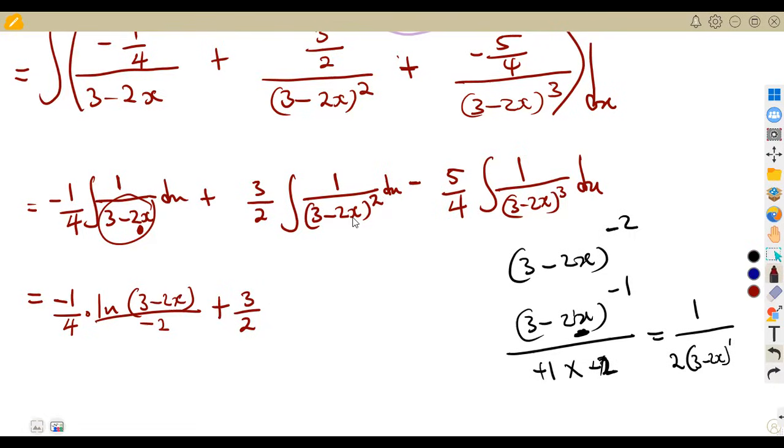So meaning to say here, on this integral of 3 over 2, the integral of this, we are going to get this answer here, which we said is going to be 1 over 2 into 3 minus 2x, like that. All right, so this is what you're supposed to have.